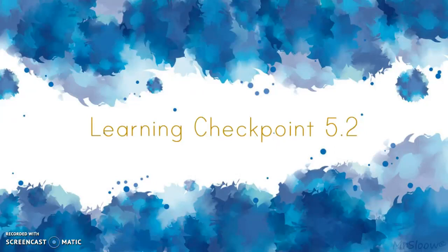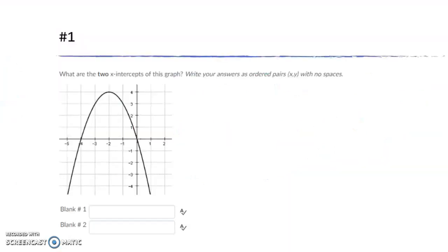Learning checkpoint 5.2. Here's number 1. It says, what are the two x-intercepts of this graph? And then to write your answers as ordered pairs with no spaces in between. We need to remember what an x-intercept means. That's going to be the place where the graph crosses the x-axis.